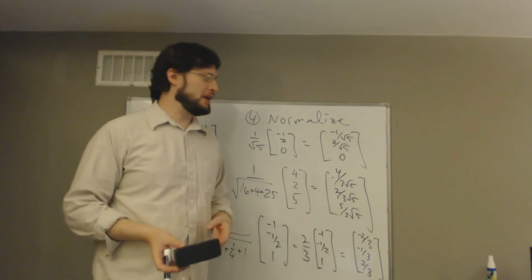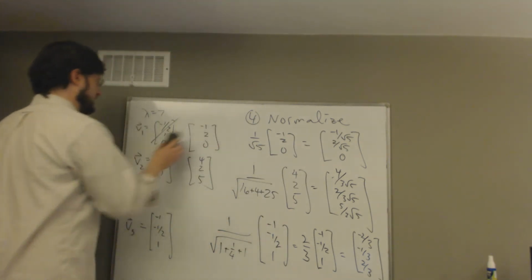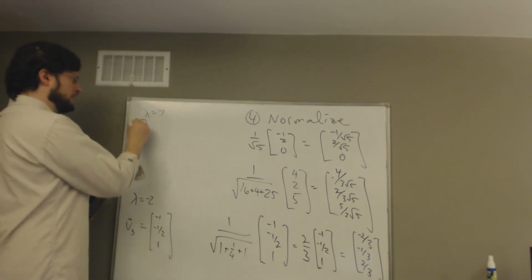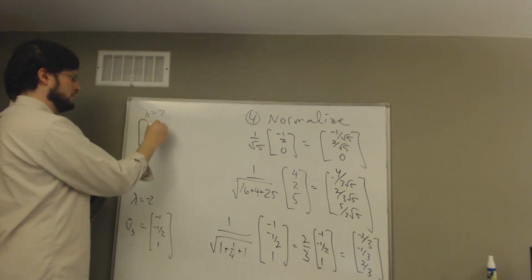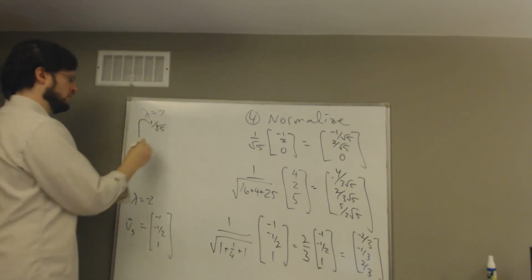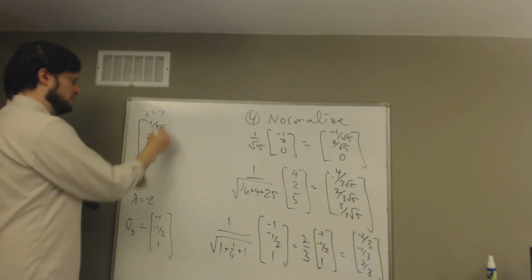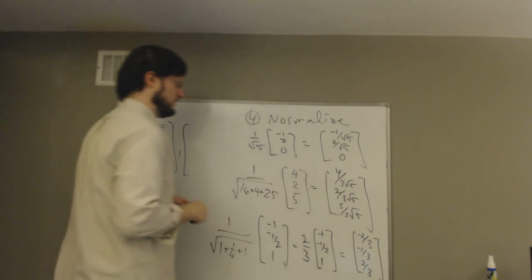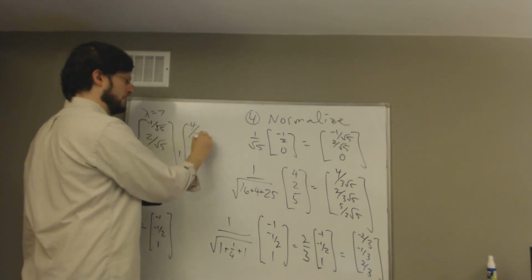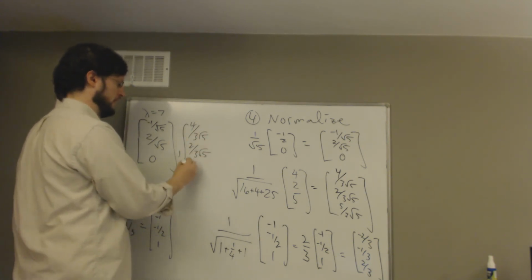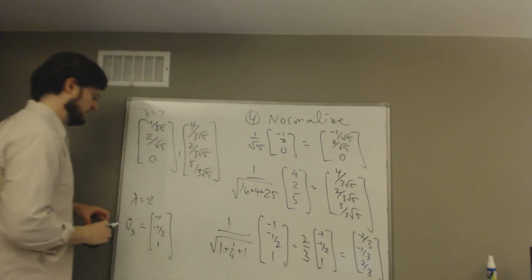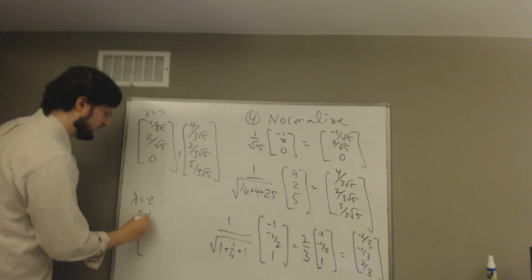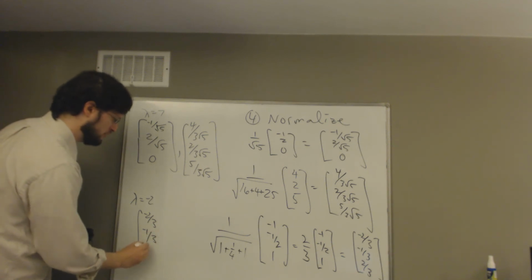Step 5, we're just going to create P and create D. Let's keep what we found. So we're going to be using the vectors minus 1 over root 5, 2 over root 5, 0, and also the vector 4, there's no negative there, 4 over 3 root 5, 2 over 3 root 5, 5 over 3 root 5. And for lambda equals negative 2, our normalized vector is minus 2/3, minus 1/3, 2/3.